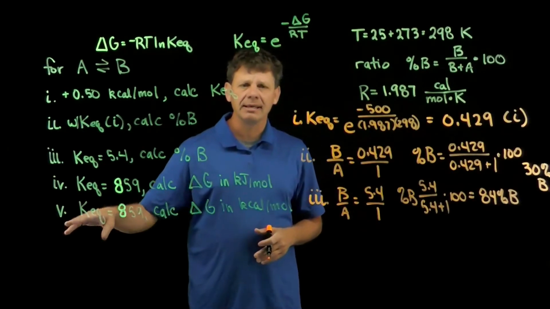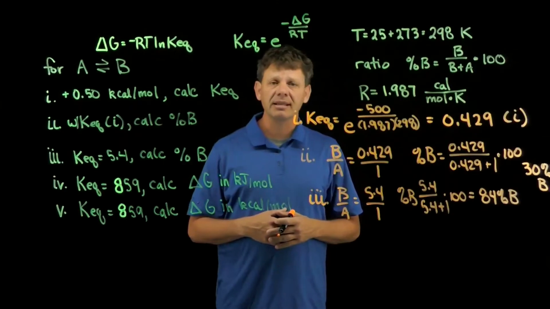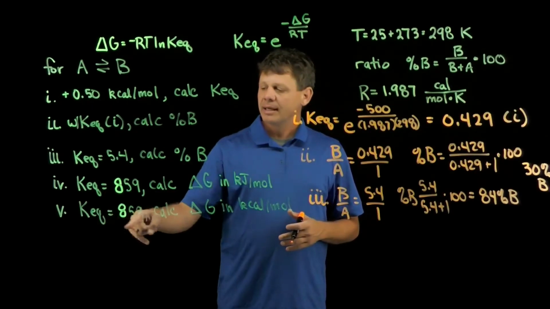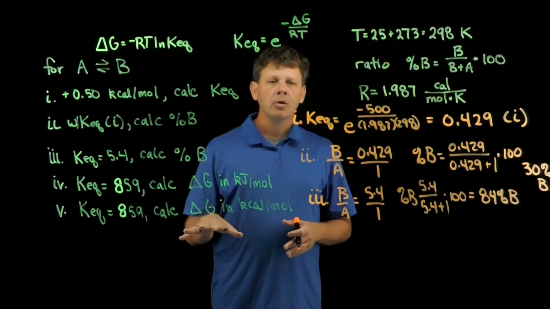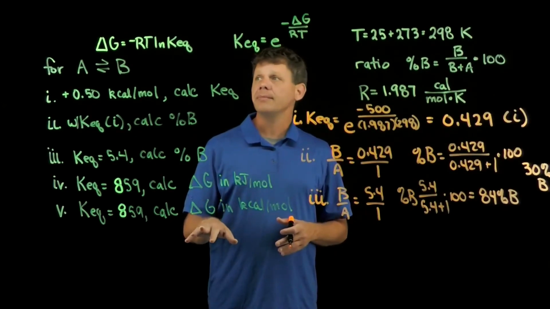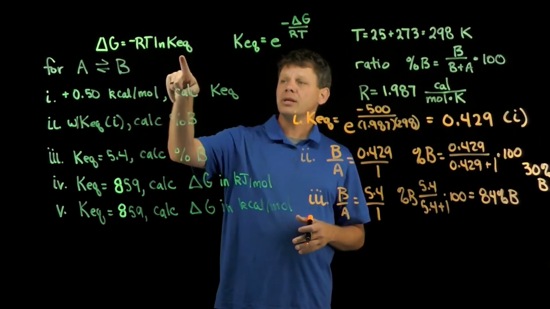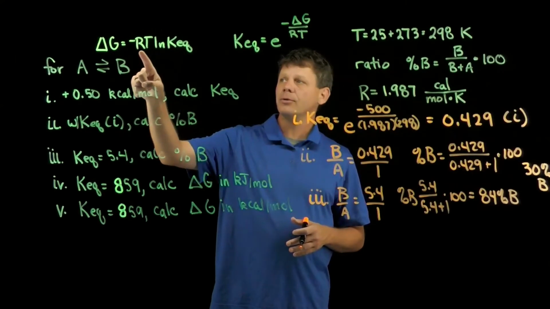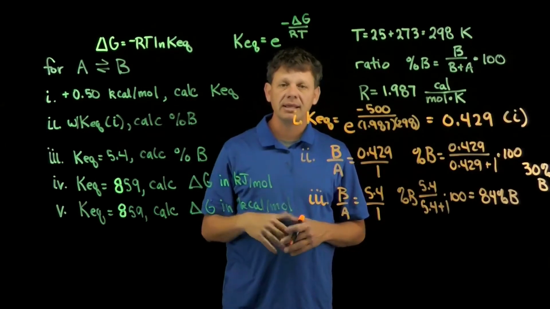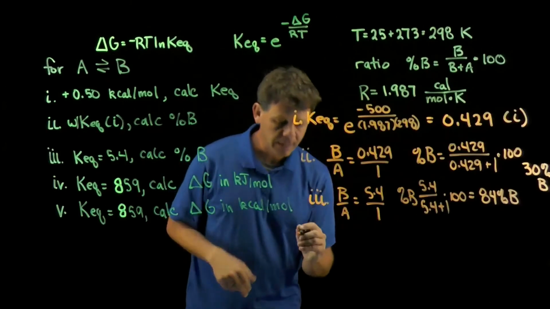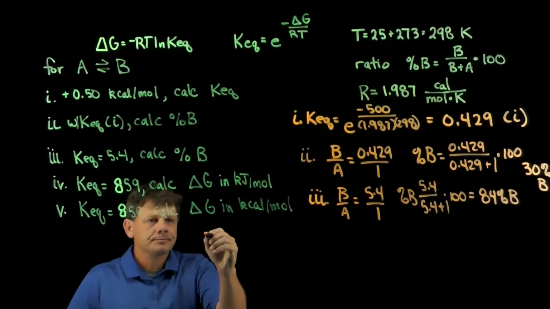Let's jump ahead to V, because we're using calories and kilocalories in this, or 5. KEQ here is 859. We're going to calculate delta G. For that, we're going to use this equation here, put 859 in for the KEQ times negative RT, and that will give us that. So let me do that down here.